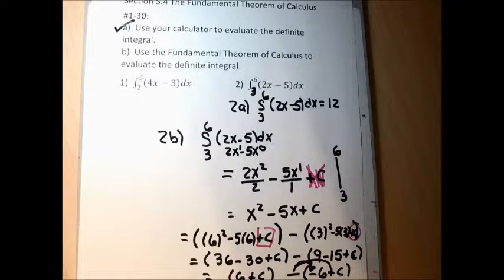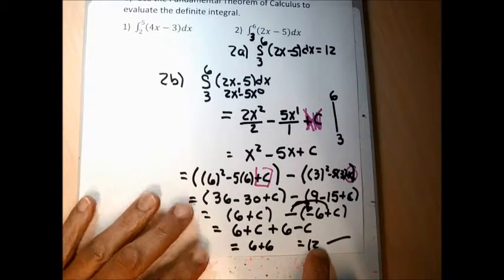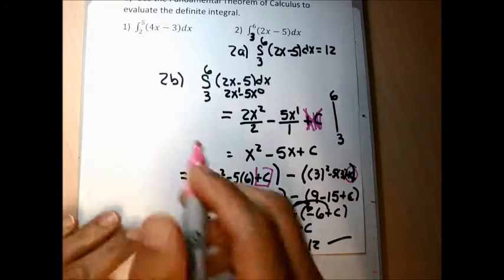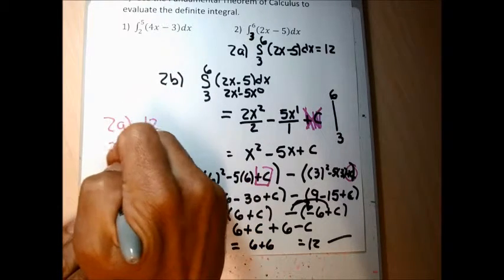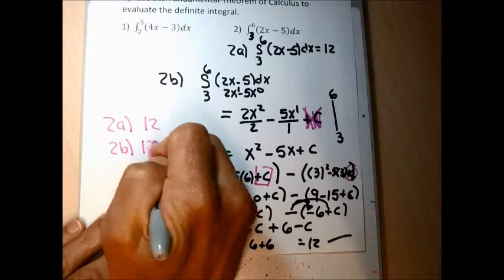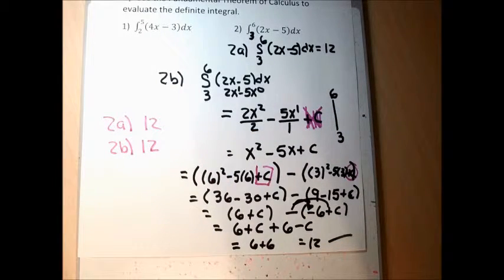Ultimately, the answer to 2a is 12, and the answer to 2b is 12. But when we get to the test, how you get the answer is going to be a deal breaker. If you don't, for 2b, show the work to get the integral, then you won't get full credit.